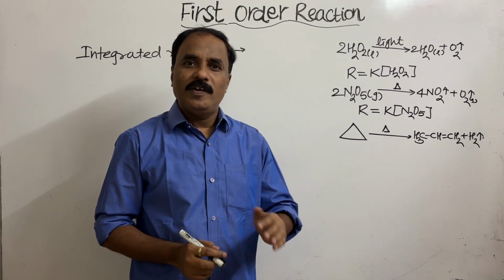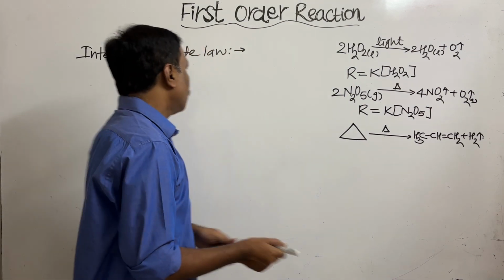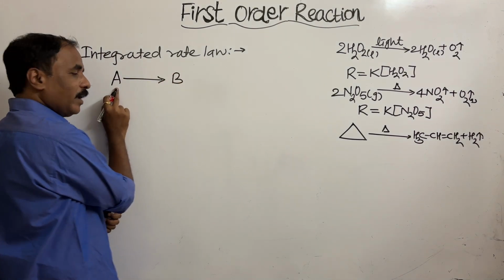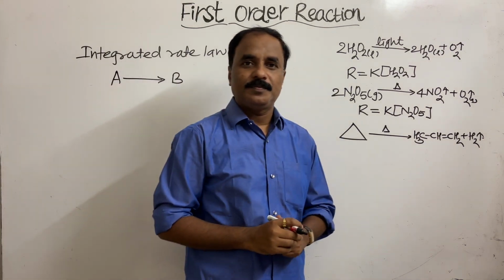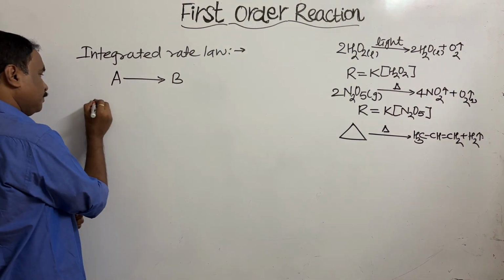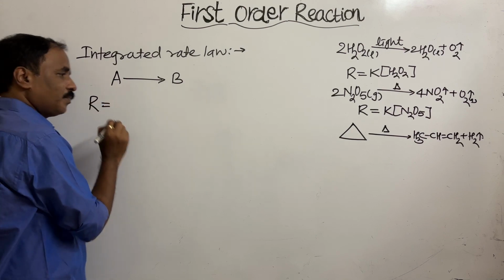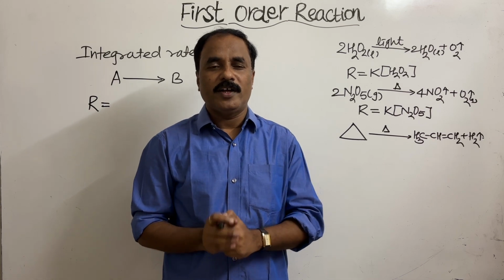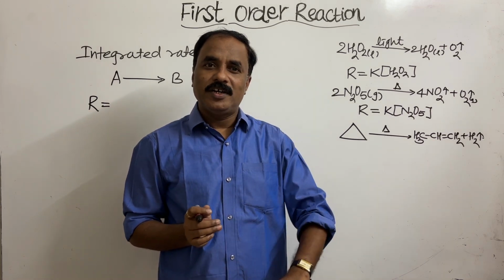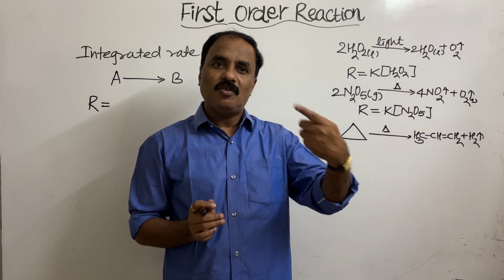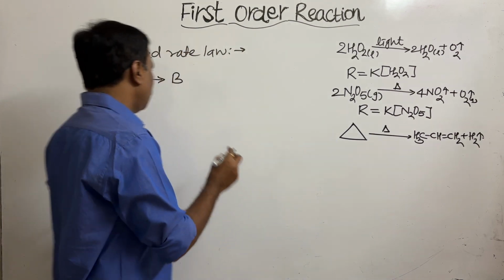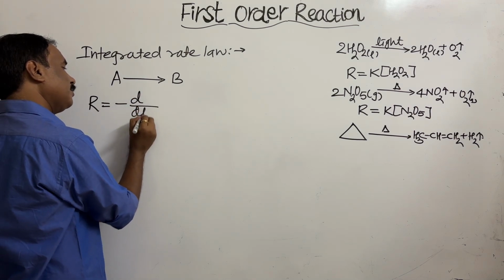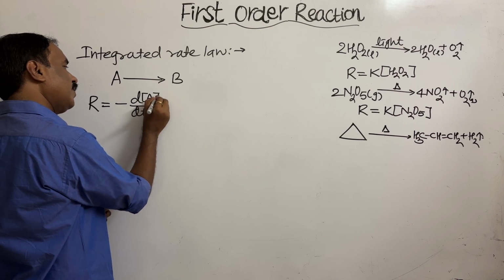Now integrated rate law in first order reaction. Consider A to B. यहाँ पर A reactant है और B product है. So what is the rate of reaction? Rate of reaction R is equal to, हमने देखा है, decrease in concentration of reacting molecule per unit time. And a reactant का concentration decrease होता है, simultaneously increase in concentration of product per unit time. So here, in terms of reacting molecule, minus d by dt of A.